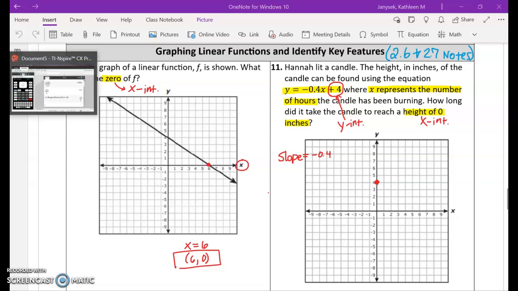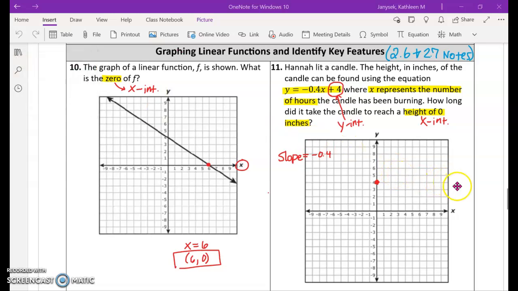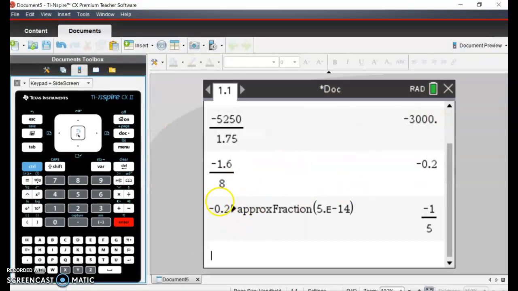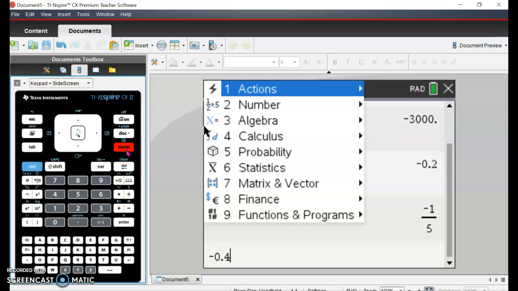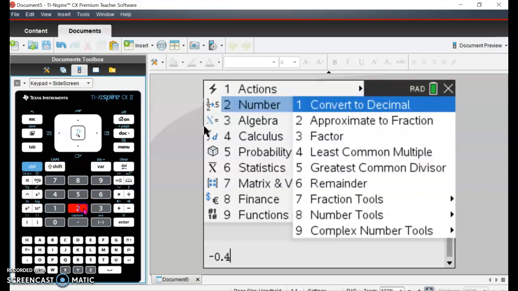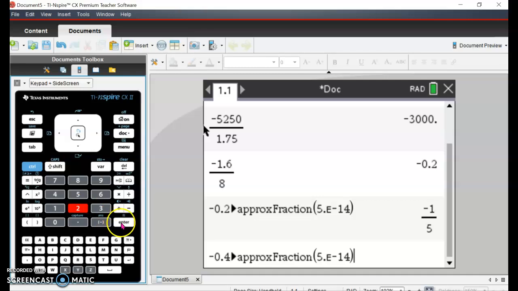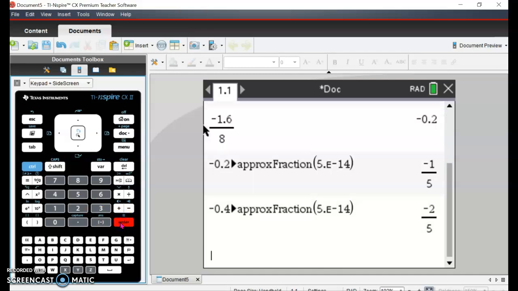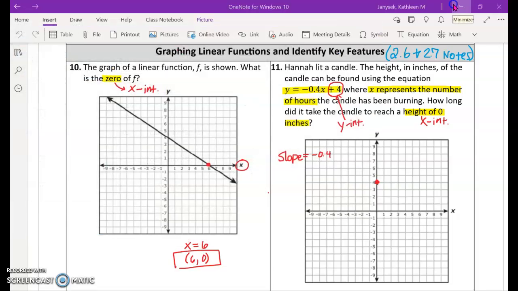So go to your calculator. It could be the Desmos calculator, or it could be the Inspire calculator, okay? On the Inspire calculator, in one of the earlier videos, I showed you how to make a decimal into a fraction, but I'll show you again. Negative 0.4. Hit the menu button, and then hit number 2 for number. And we're trying to approximate to a fraction, so hit number 2 again, and then hit enter. It is negative 2/5. So our slope as a fraction is negative 2 over 5.